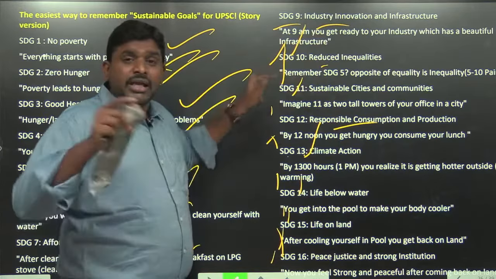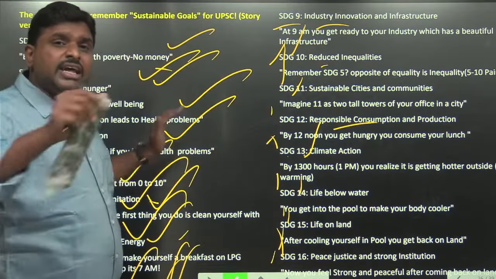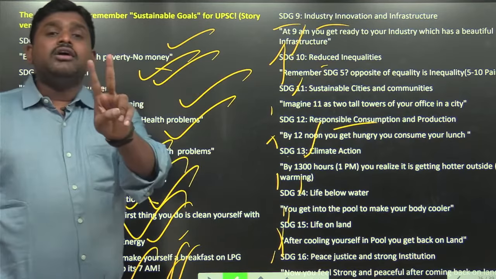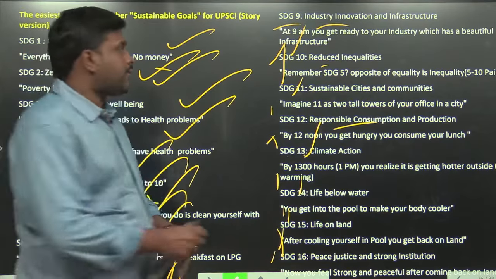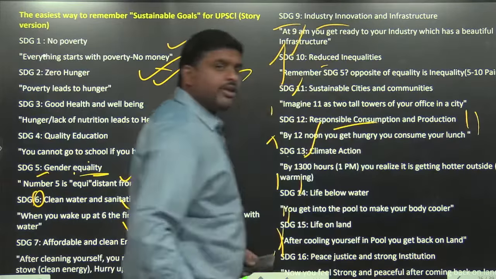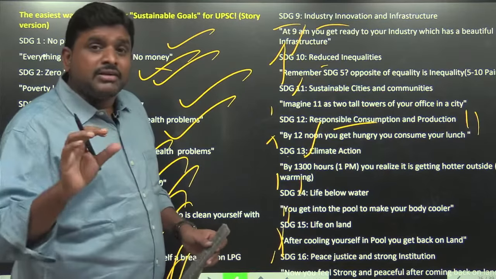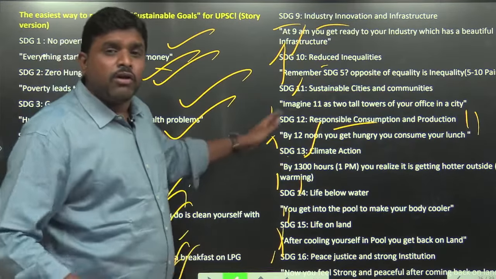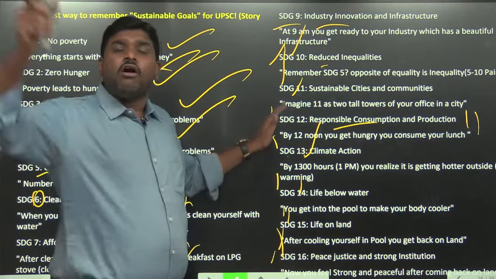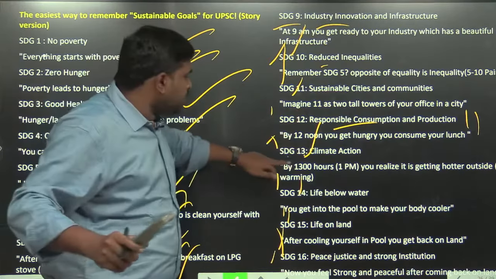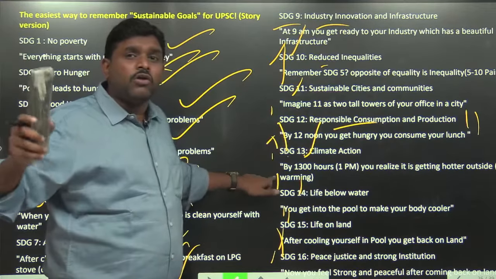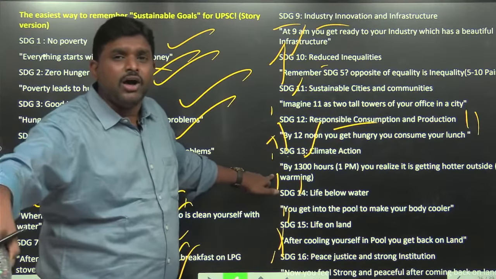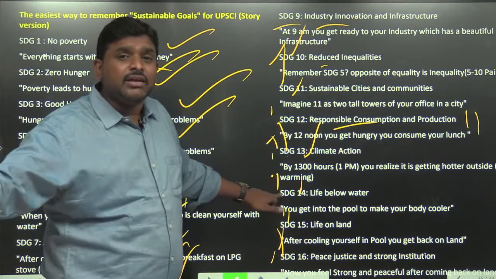10 o'clock, what happened? 5 is inequalities, 10 is reduced inequalities. 11 o'clock, twin towers, 11, 1, 1, cities. 12 o'clock I am hungry, consumption. 1 o'clock, hot summer, it is climate action. 2 o'clock I went into swimming, life below the water.